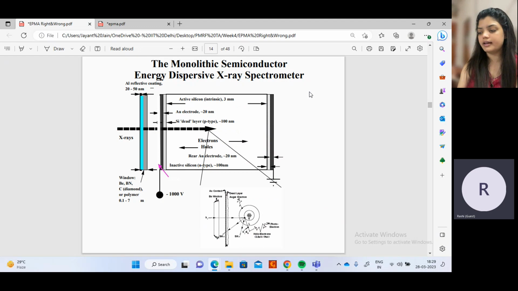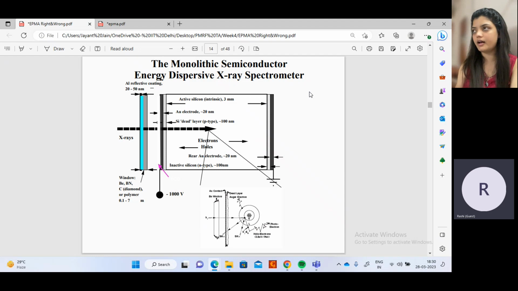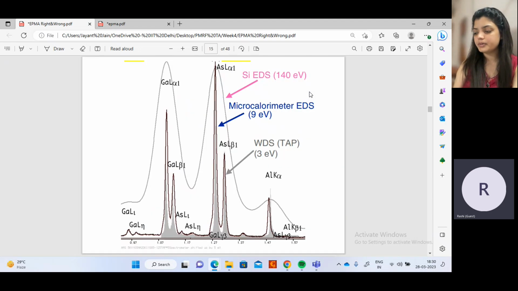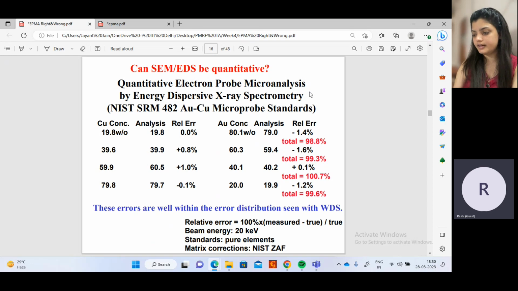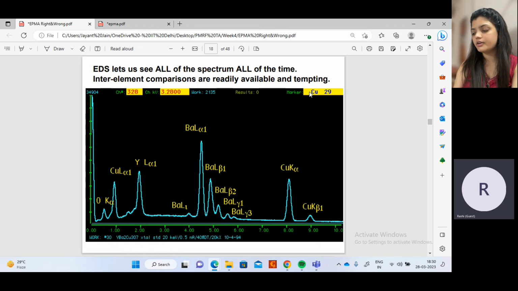As we all know, how energy dispersive spectroscopy is measured: we have layers, then silicon, then different detectors, and then the signal gets amplified, and so many things that are already taught. But in the case of EDAX versus WDS, it is the wavelength, what particular wavelength will be detected, rather than the energy.